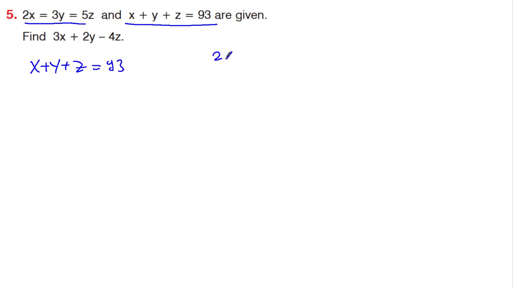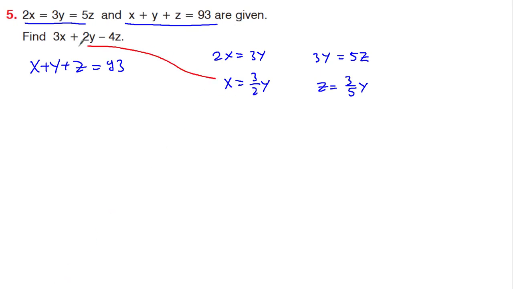Also, I know that 2x is 3y. I'm trying to express two of these variables in terms of one of these. So, for example, I can write x as 3 over 2 y, and also from 3y is equal to 5z, I can express z as 3 over 5 y. Why am I doing this? Because now when I substitute x here and z here, I will only have to deal with one variable, that would be only y.